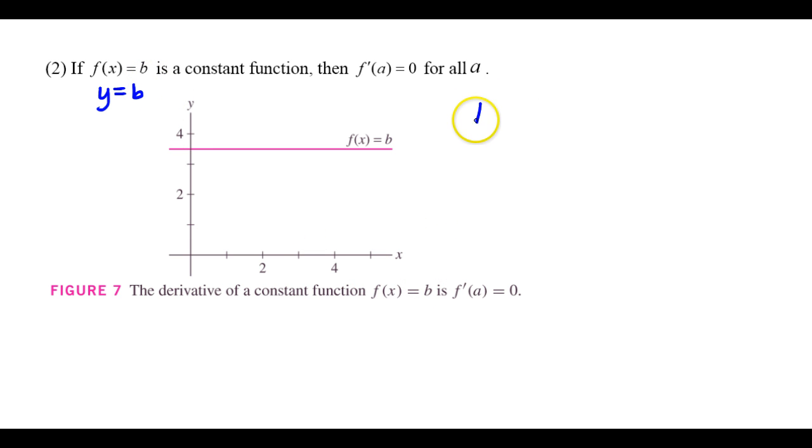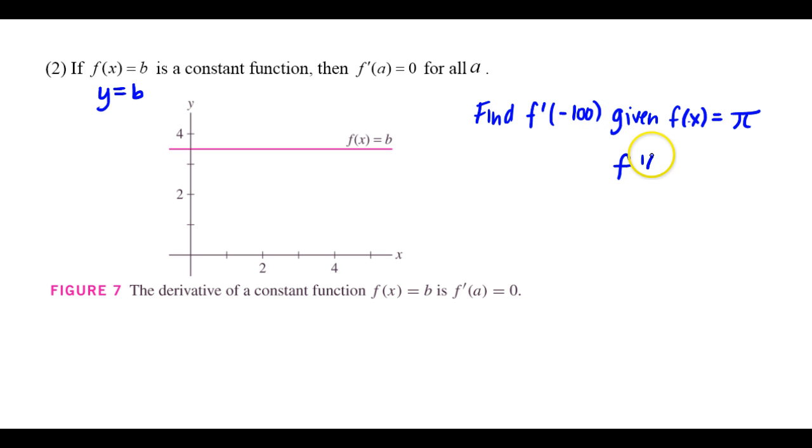So in other words, if we're asked to find, let's say, f prime of negative 100, given f of x equals pi, this is a constant function. So this is just a horizontal line at the value of pi. It doesn't matter that it's f prime of negative 100. F prime of x, for any x value, is always 0. So the slope of this line is 0. You can think of it as sort of 0x plus pi. So the slope is 0.